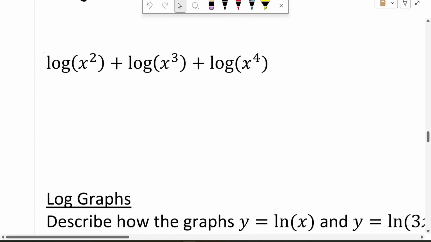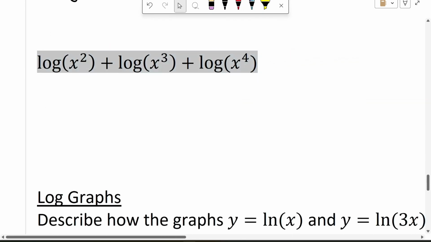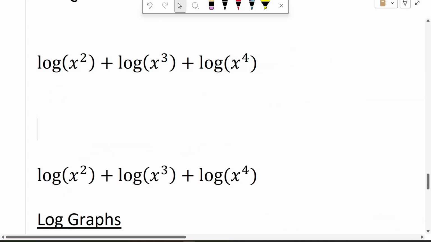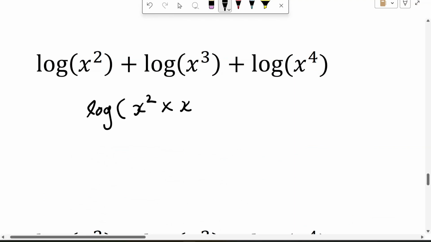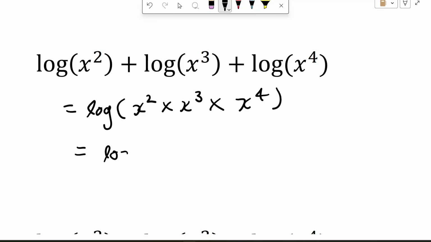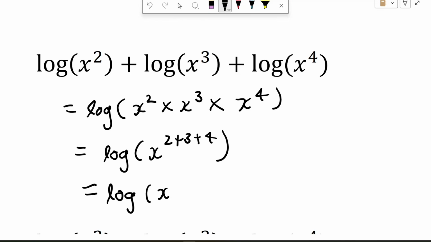Now I'm going to show you 2 ways to do this question. So I might grab a second copy of that. The first way to do it is just sort of your standard log law first. So this would be log of x squared times x cubed times x to the 4. And then you can actually use your index laws here. So this is log of x to the power of 2 plus 3 plus 4, which is log of x to the power of, let's see, that would be 9.